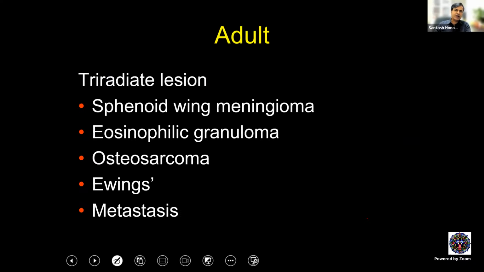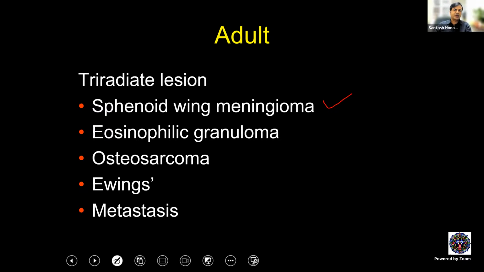Last part is about triradiate lesions. Whenever a patient has a sphenoid wing lesion, there would be involvement of the orbit, temporal fossa, and also intracranial extension. So these are the examples of triradiate lesions. I have given 5 of these here. Most common is sphenoid wing meningioma.